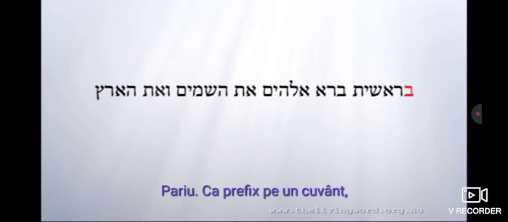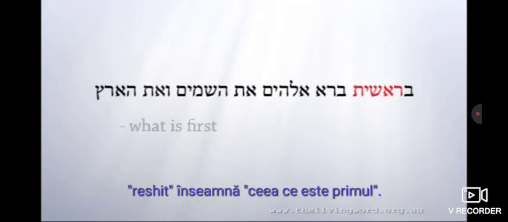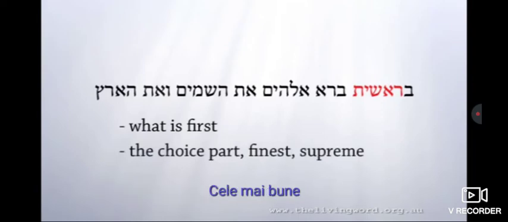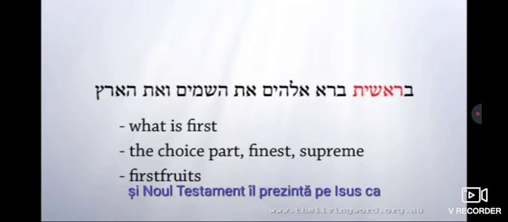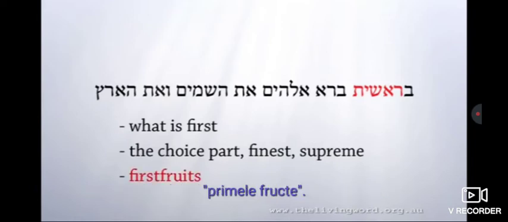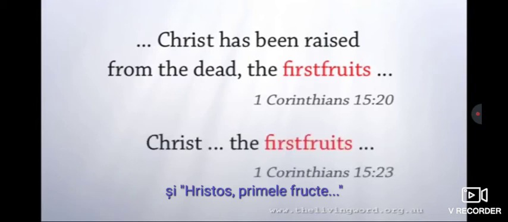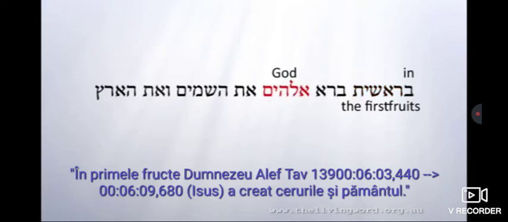As a prefix on a word, bet means in. These 5 letters, reshit, mean what is first. They also mean the choice part, the finest, or first fruits, as in first fruits of a harvest. And the New Testament presents Jesus as the first fruits. Christ has been raised from the dead, the first fruits. So we could also read as a subtext, in the first fruits, God, the Aleph Tav, Jesus, created the heavens and the earth.